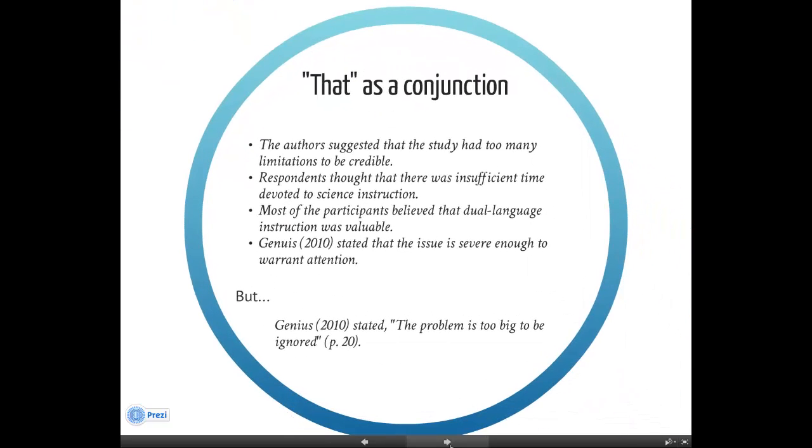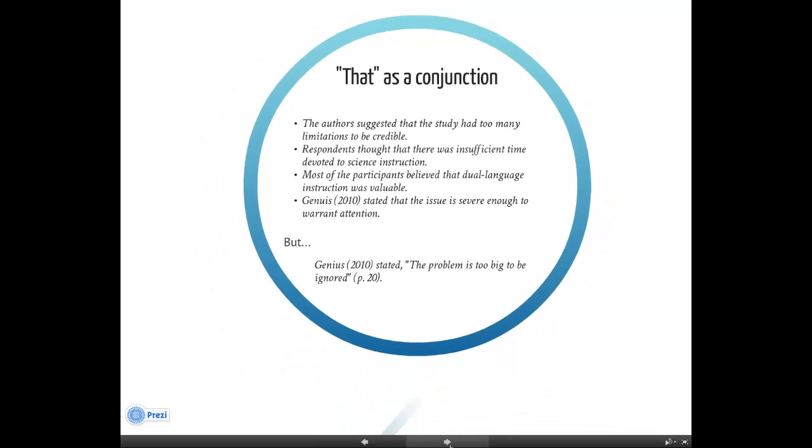That, as a conjunction, is often omitted in spoken language, but it should not be left out of written phrases. Examples: the author suggested that the study had too many limitations to be credible. Respondents thought that there was insufficient time devoted to science instruction. Most of the participants believed that dual language instruction was valuable. Genius stated that the issue was severe enough to warrant attention. But Genius stated the problem is too big to be ignored.